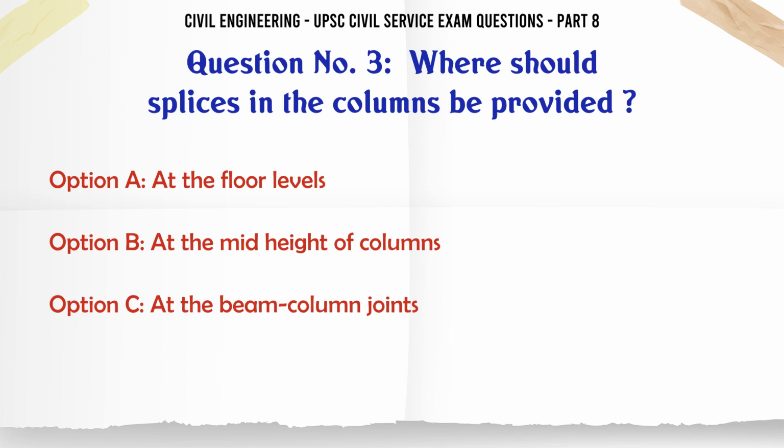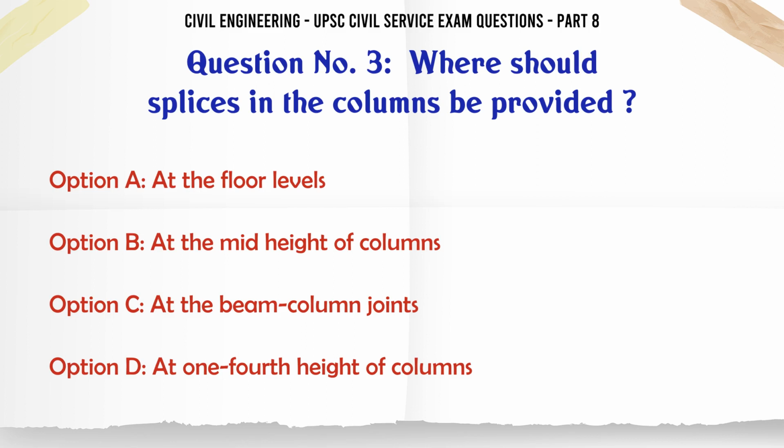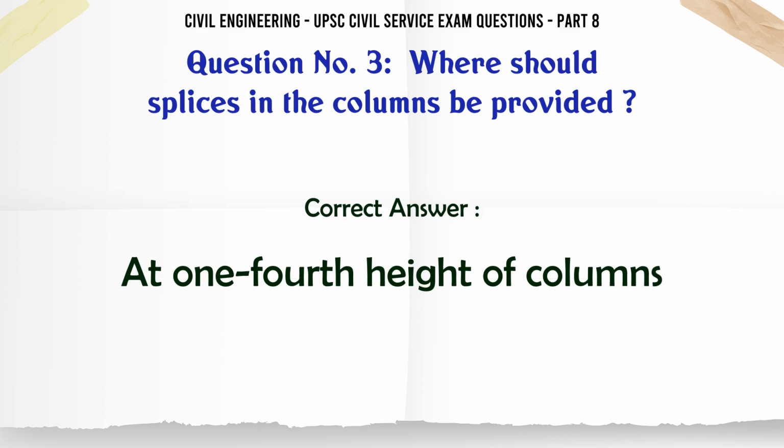Where should splices in the columns be provided? A. At the floor levels. B. At the mid-height of columns. C. At the beam column joints. D. At 1/4 height of columns. The correct answer is at 1/4 height of columns.